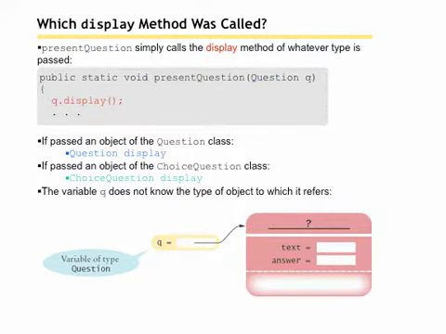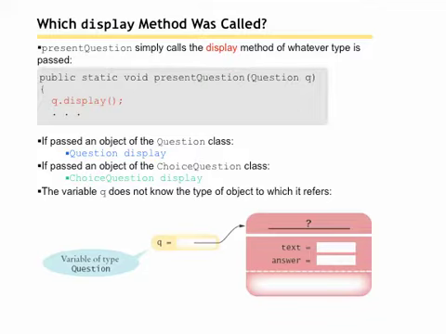So presentQuestion simply calls the display method of whatever type is passed. So if we're passing an object contained in a reference, either a ChoiceQuestion or a Question reference, to the presentQuestion method, when it encounters q.display, whatever the object type is, it calls that display method. And this is known as dynamic binding, or late binding. So at runtime, it's going to say, okay, what's the object type? That's the method I'm going to call. If it's passed an object of the Question class, Question display is called. If it's passed an object of the ChoiceQuestion class, ChoiceQuestion display is called.